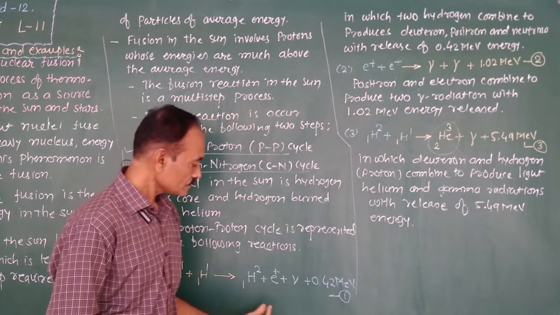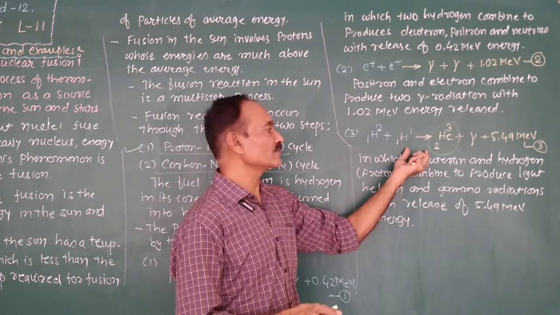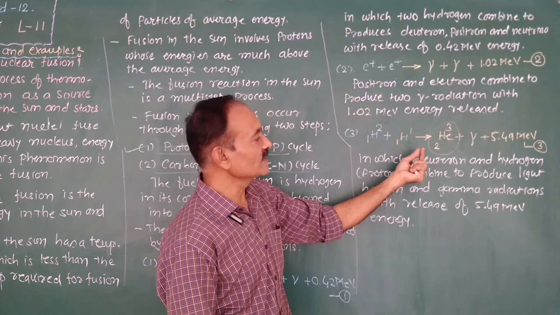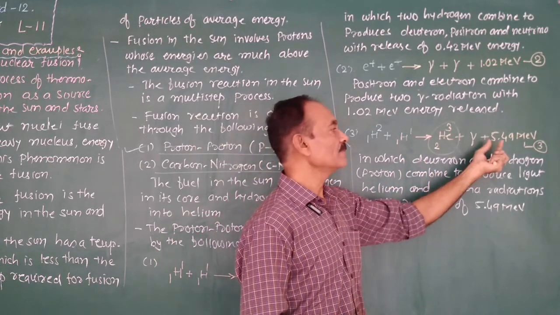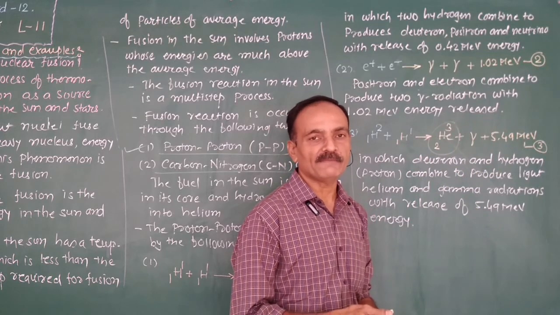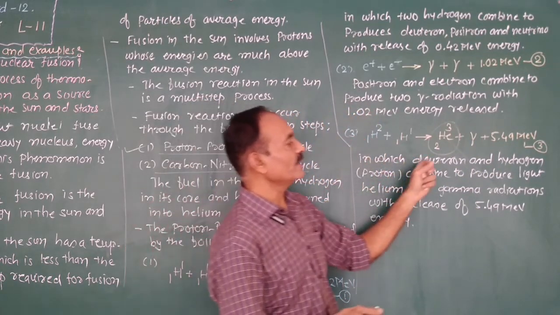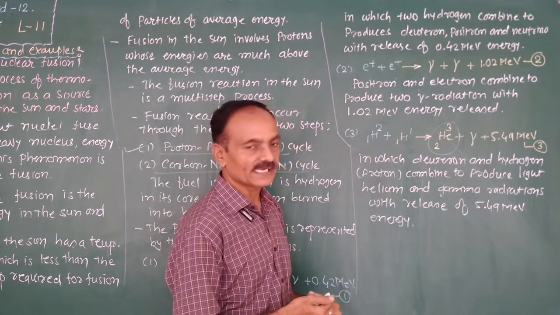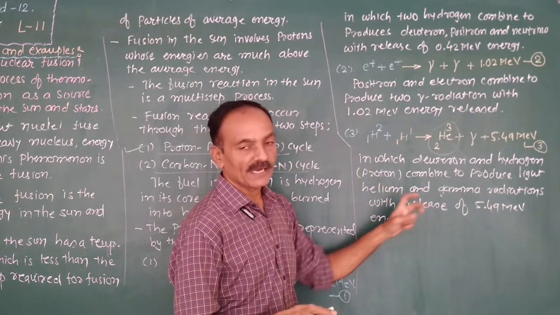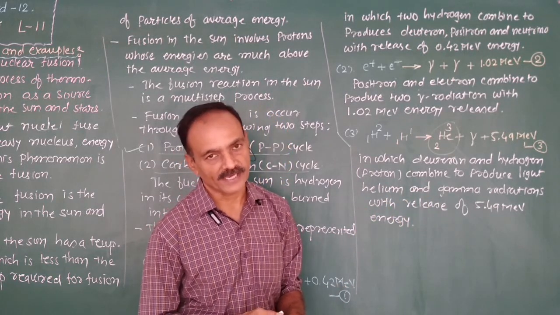Now, this deuterium combines with another hydrogen, or proton, and produces the light helium nucleus plus gamma radiation plus 5.49 MeV energy. So in this the deuterium and hydrogen, that means the proton, combine to produce light helium and gamma radiation with release of 5.49 MeV energy.